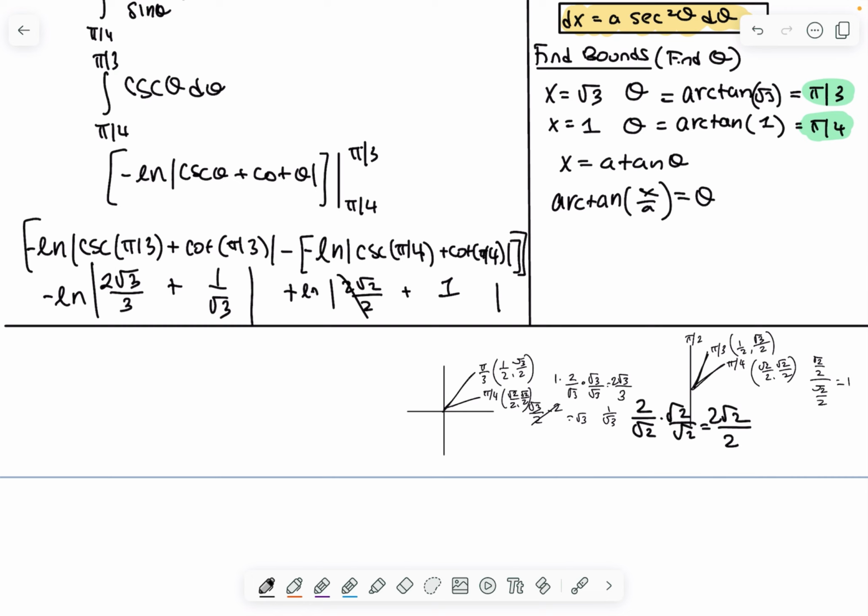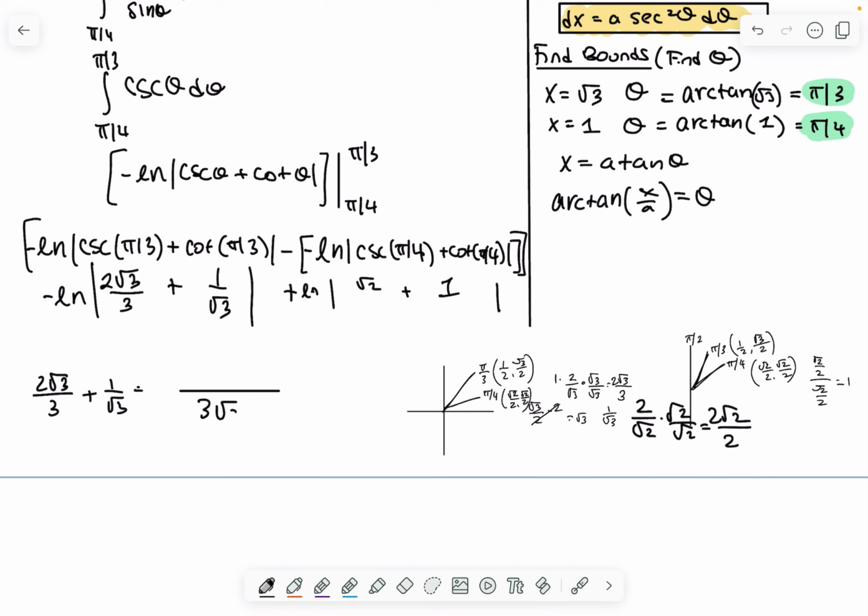Note that these 2's cancel out. We can add these over here. Our common denominator is 3 square root 3, so we have 2 square root 3 times whatever is missing. It's missing a square root 3. So then these 2 simply just become 3, which becomes 6, and then we have plus 1 times whatever is missing. We're missing a 3 here, so this becomes 3. So 6 plus 3 is 9.